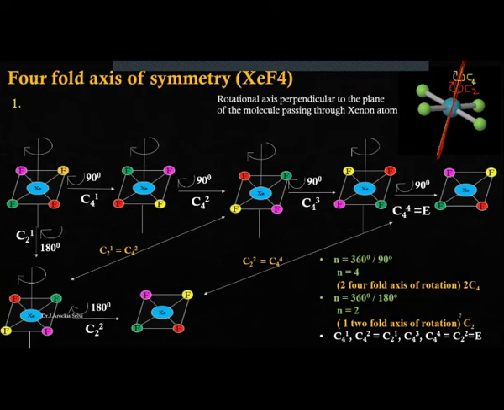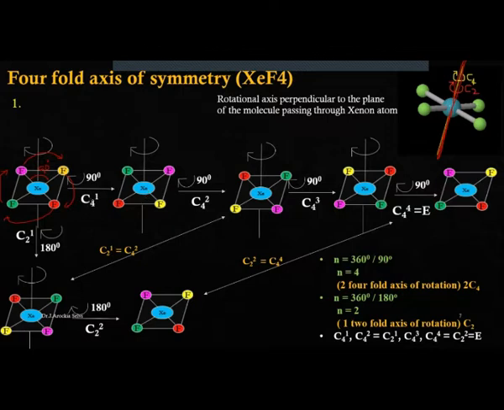So we could see the angle between these two will be what? 90 degrees. When the rotation is done through 90 degrees, we get an indistinguishable configuration. We could see this fluorine will change to this position, this fluorine goes here, this will come here, and this goes like this. So we get an indistinguishable configuration. It is done one time, the first time.